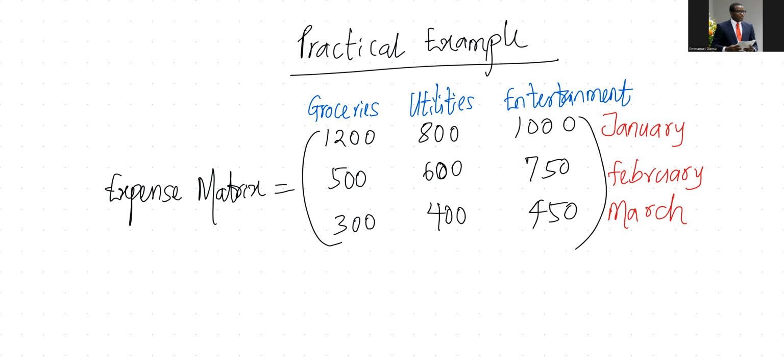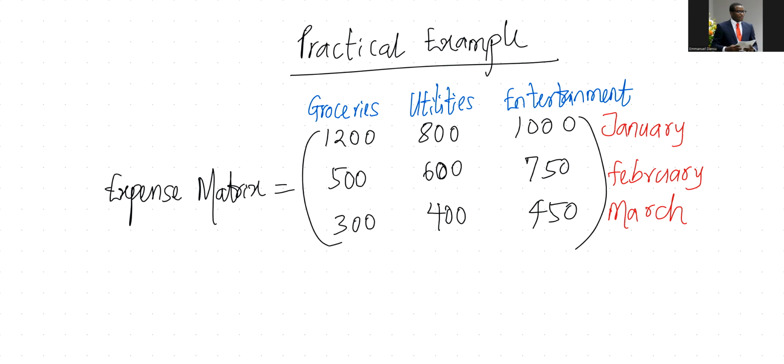So let's say maybe this is what you have spent, or you can also make it a kind of budget matrix for the whole year, that for this year, this is how I'm going to spend my money. Like on groceries, 1,200 in January, on utilities, 800, entertainment, 1,000, and so on and so forth. Whatever unit you're using, maybe dollars or whatever.